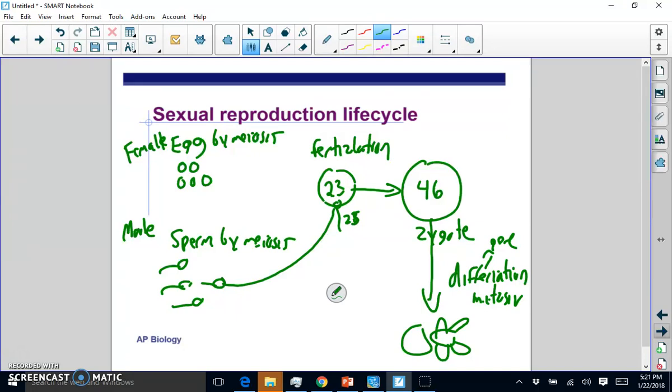Alright. Now, our goal in the next few days is to learn how egg and sperm are made by the process of meiosis, in the ovaries of females and the testes of men. That is our goal over the next 3 days. And we're going to have notes using pictures, we're going to do an activity, and then we're going to have some practice problems. So that's the plan for the rest of the week.